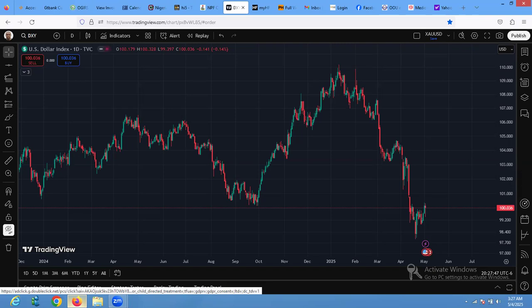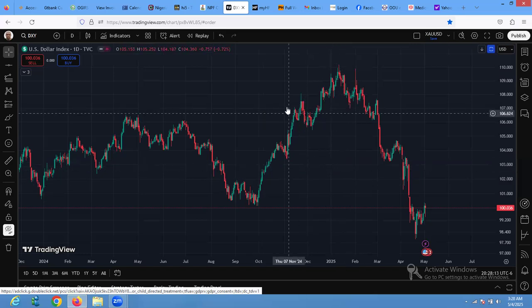Before going to today's weekly update, I want to show us something: how to use rejection to know the immediate direction of the trade, if it's going to correct or it's going to move along that line.